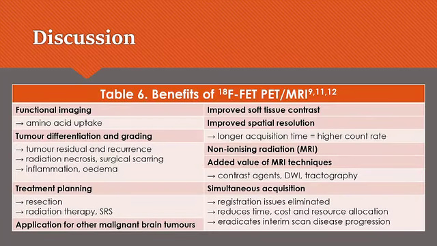Further benefits of 18F FET PET MRI include the ability to image disease process through amino acid radiolabeling and providing functional information to guide treatment options and planning. Additionally, it's a simultaneous acquisition that provides superior structural characterization and improved spatial resolution over conventional MRI and PET-CT imaging. Plus, it has the added value of incorporating MRI techniques such as contrast-enhanced imaging and tractography.